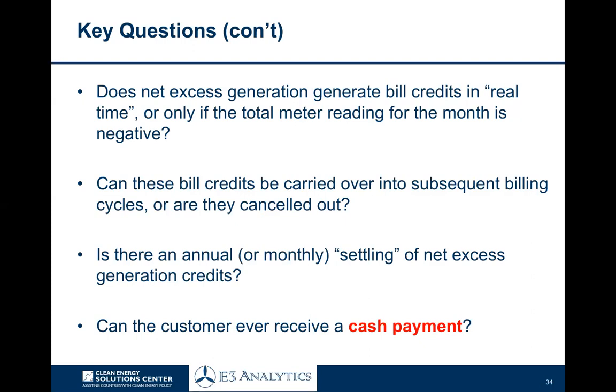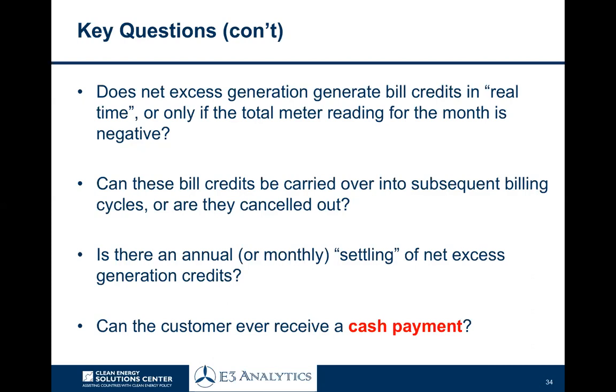Does the net excess generation generate bill credits in real time, as is the case in certain policies, or only if the total meter reading for the month is negative? Can these bill credits be carried over, or are they canceled out at the end of the month? Is there an annual settling of net excess credits, or monthly? And finally, can the customer ever, under any circumstances, receive a cash payment from the utility, which is sort of the holy grail for many, many suffering ratepayers around the world who complain about their utility bills.